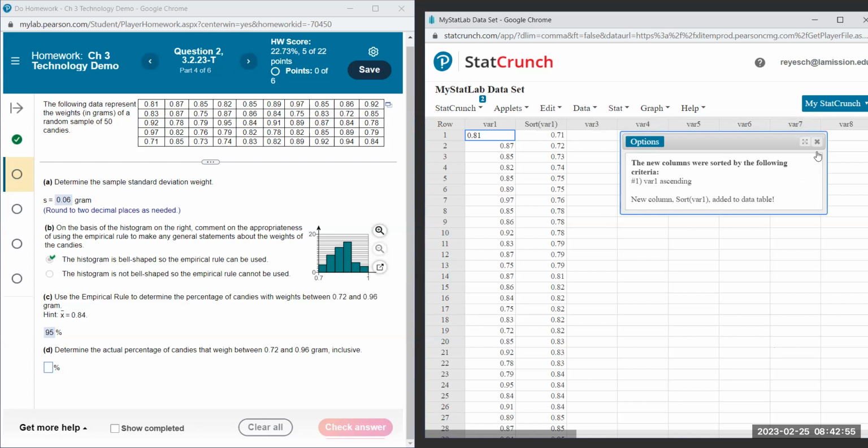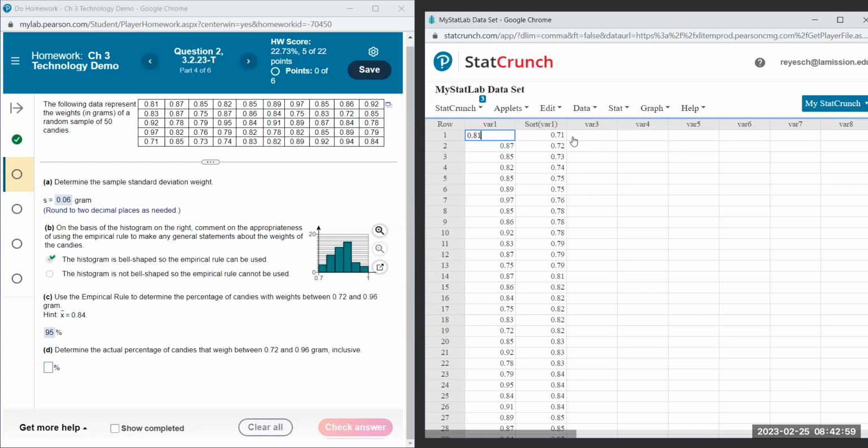Okay, this just tells us what they did. Let me close it. I don't need that. So now all the weights are sorted. So you can see it's increasing in quantity as you go back up. Now there's 40. Instead of counting all the ones that were between those two, it's easier to count the ones that weren't, because there's not that many that weren't, and then subtract it from the 50 candies.